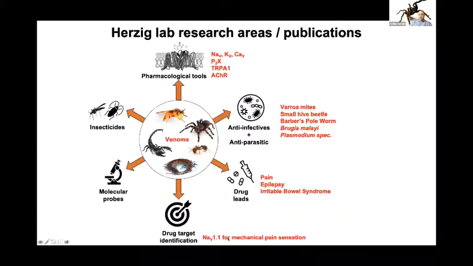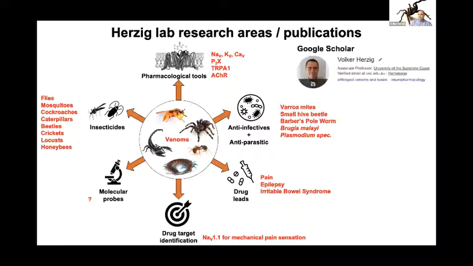One of the toxins was particularly useful to dissect the role of NaV1.1, a specific voltage-gated sodium channel subtype, in mechanical pain sensation. I haven't really worked on the molecular probes yet, but a big focus in my group is actually on bioinsecticides. I work with a lot of different insects and test my toxins on them. If you want to have a closer look at all my work, all the papers are up on Google Scholar, so you can browse that website.